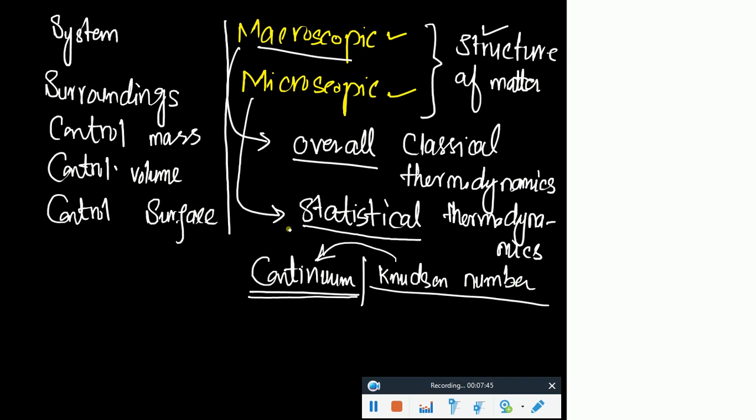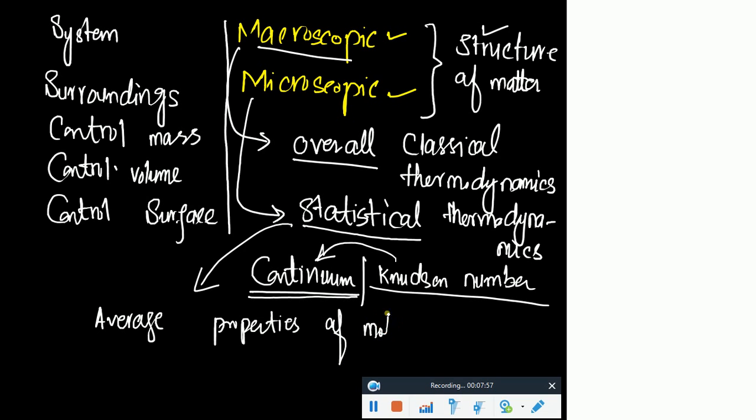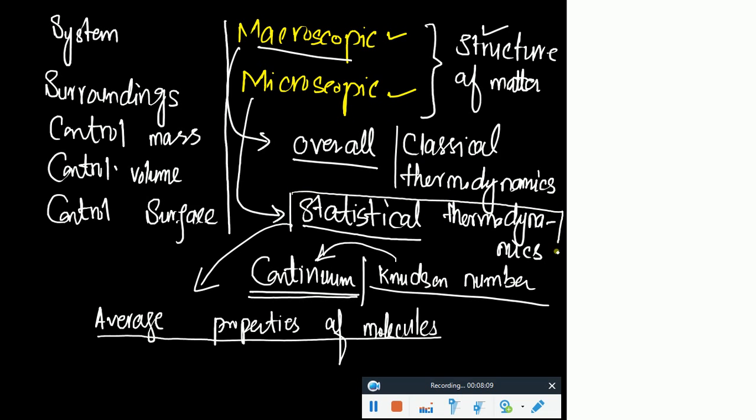Whenever you talk about statistical thermodynamics, what you do is you talk about average properties of molecules, and then you try to relate it with the overall behavior of the system. This is how you do things in statistical thermodynamics.